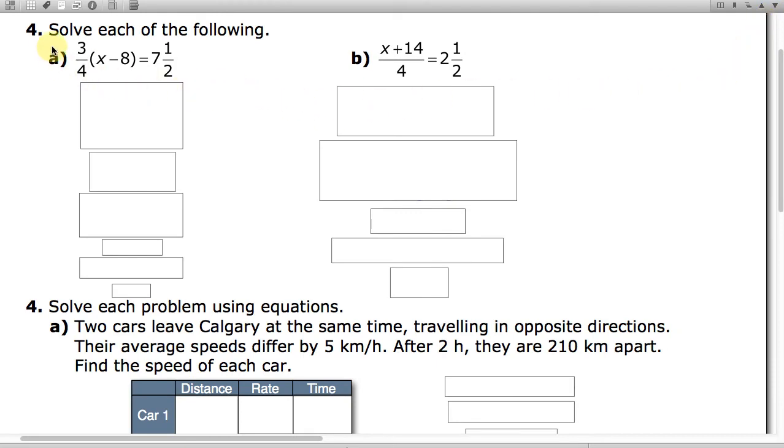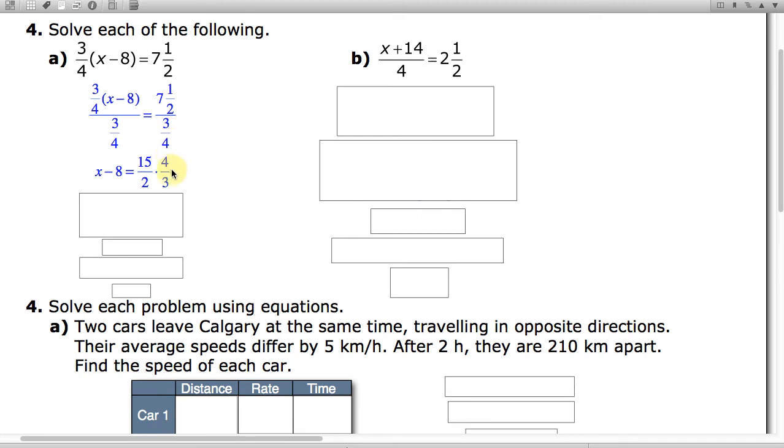Now taking a look at number 4, we want to solve each of the following. So we have an equation 3/4 times x minus 8 equals 7.5. Order of operations here is what you're doing to x, you're subtracting 8, then you're multiplying by 3/4. So the first step is to divide both sides by 3/4. Now that's a little bit of a tricky thing because the 7.5, first of all, you need to change to improper fractions, 15 over 2.